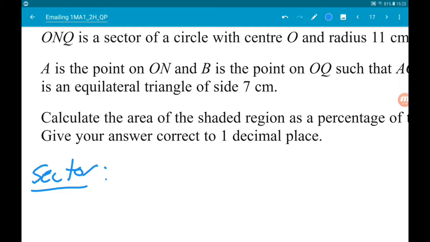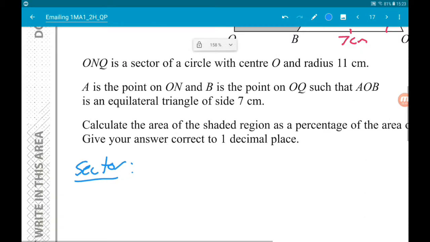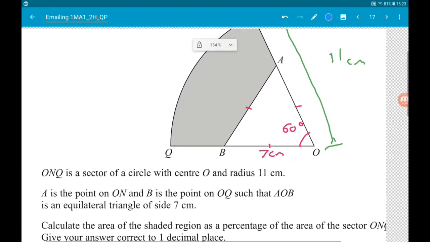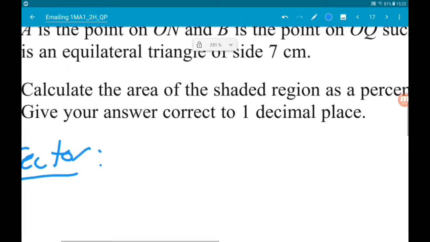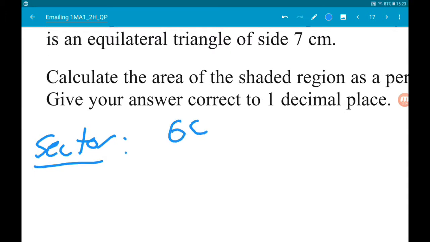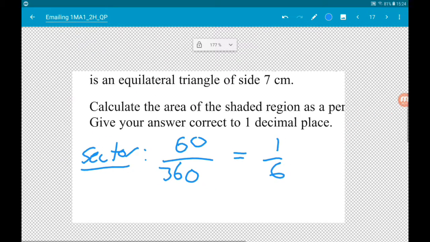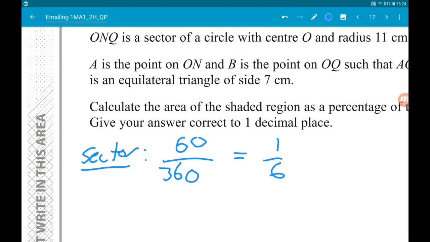Okay, so first of all, the sector has an angle of 60 degrees. So that allows us to work out the fraction of a whole circle that the sector is. So 60 over 360 is 1/6.